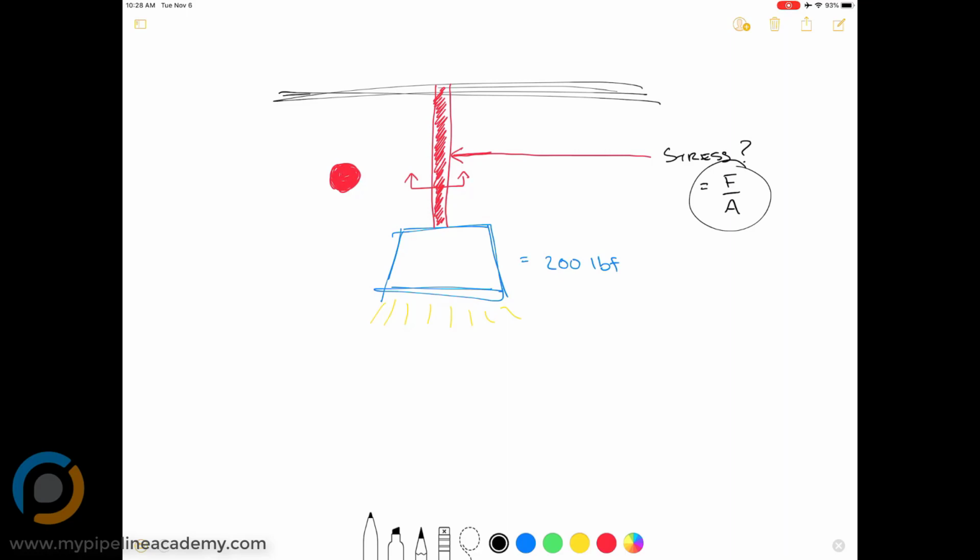But before we get too wound up with that, let's just think through the high level process here. Once we've calculated, let's say we know what the radius is, we calculated the area, now we know what our stress is. What do we compare that stress to know whether or not this rod is going to fail?